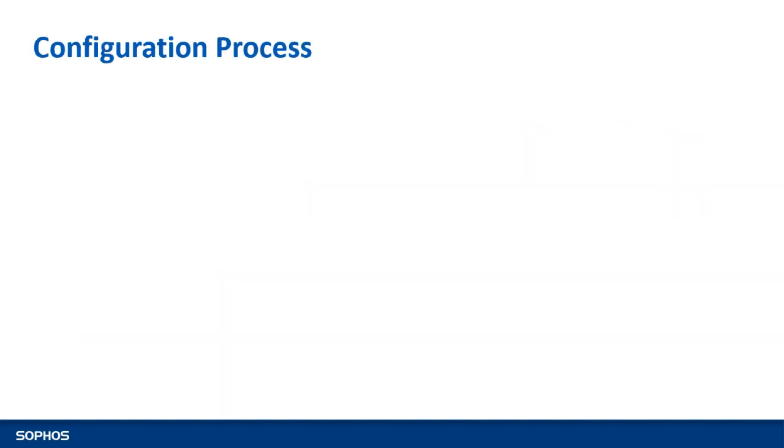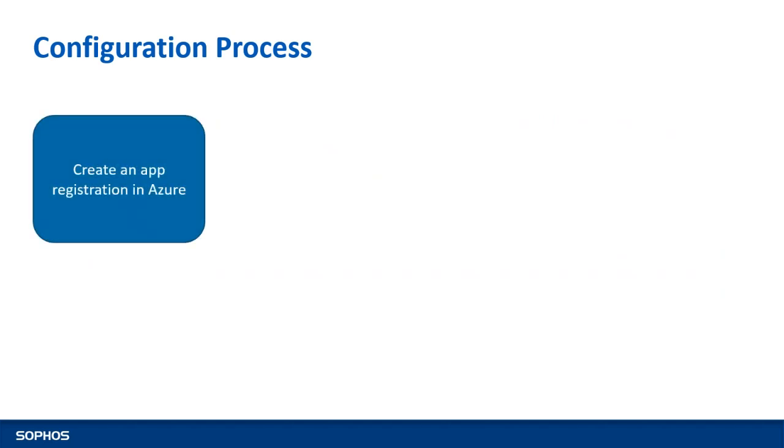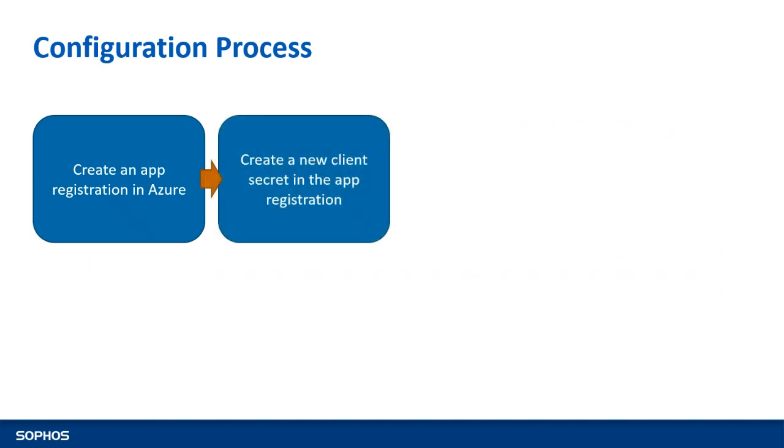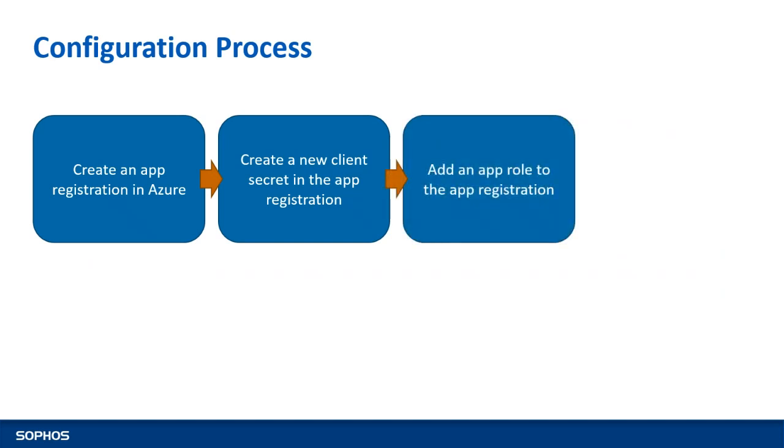Okay, the configuration process can be broken down into 8 steps, most of which are completed in Azure. First, start by creating an app registration in Azure. This will provide a basis for the firewall to communicate with Azure. Then in the app registration, create a client secret that Sophos Firewall will use to authenticate. Add an app role to the app registration. This will be used to manage the access.